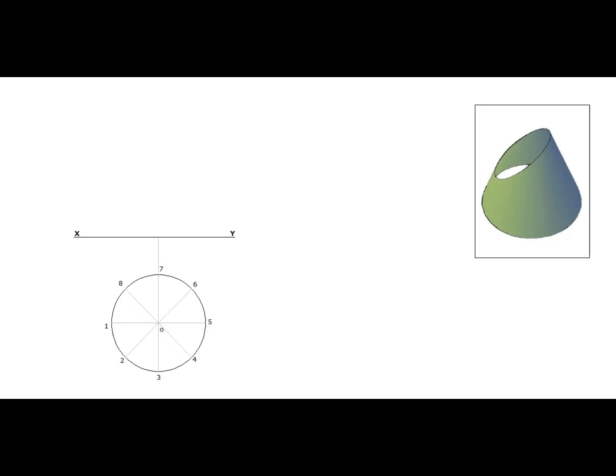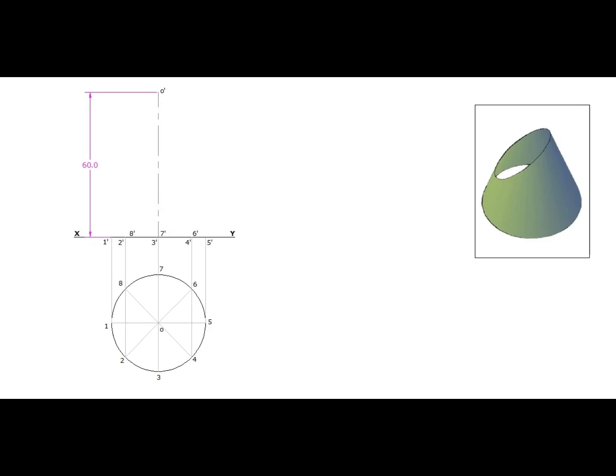This is the apex point of the cone. Project the center above the XY line. This is the axis of the cone in the elevation. Mark the height of the cone 60 mm. The end point of axis in the elevation is the apex point O dash. Project the base points of the cone up to the XY line. Name these base points of elevation as 1 dash, 2 dash, 3 dash, 4 dash, 5 dash, 6 dash, 7 dash, and 8 dash.